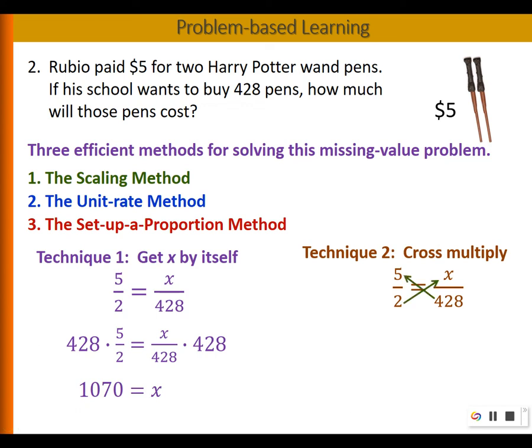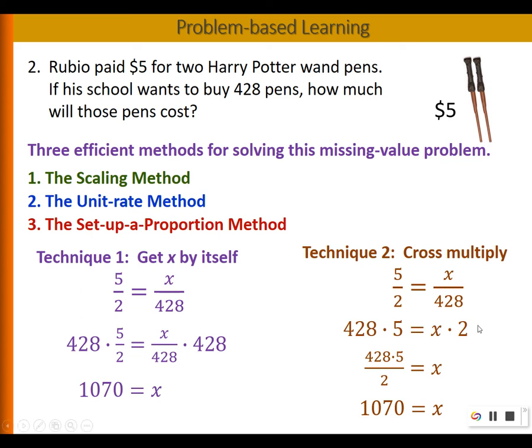Now, a more general method that is taught to students is cross multiplication. Students are taught that you can cross multiply by bringing the denominator of each fraction to the other side and it becomes part of the numerator. So in this way, on the left side we have 428 times 5, and the right side is x times 2. And then we divide both sides by 2, we will get x equals 428 times 5 over 2, which is the same answer as 1070.